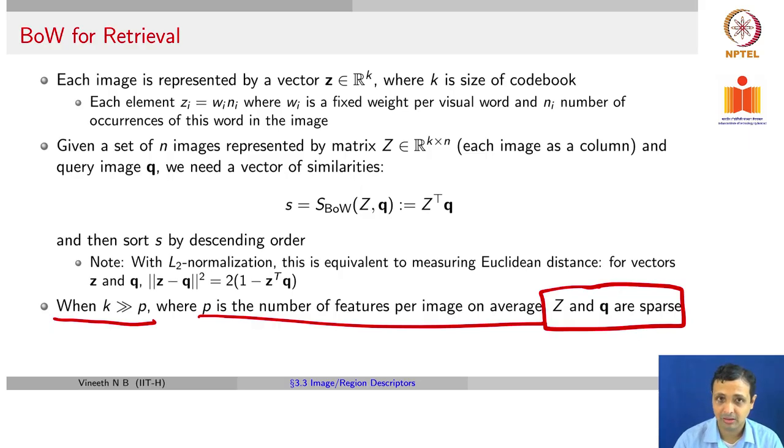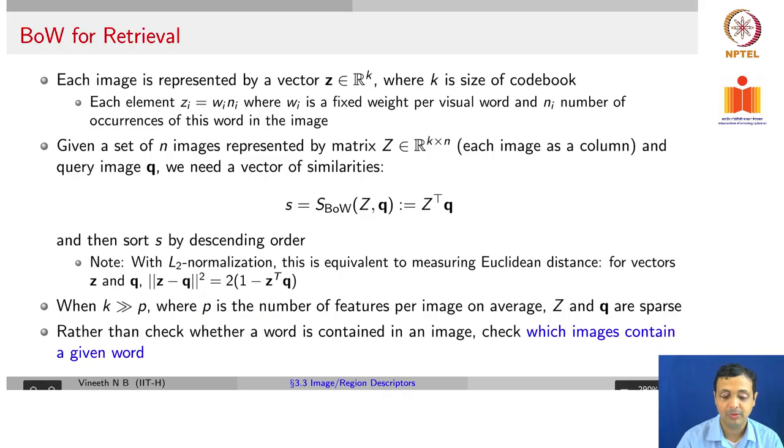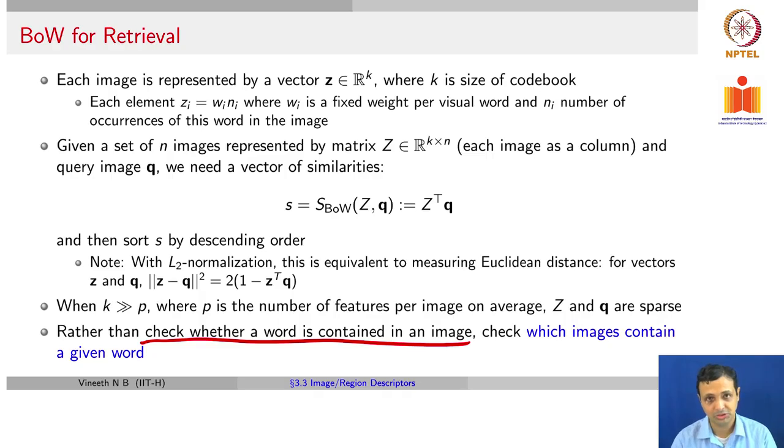So to make the computation more effective here, rather than check whether a word is in a given image, which is what you would typically do, you check for every word in a given image, but then the entire image could be a very sparse representation of the possible set of words. We can invert this problem and check which images contain a particular word, and we will see now that this can be a more effective way to compute similarity in this scenario.